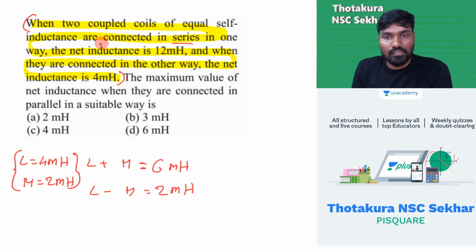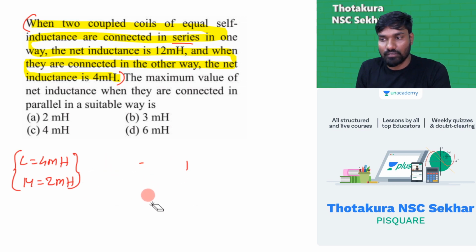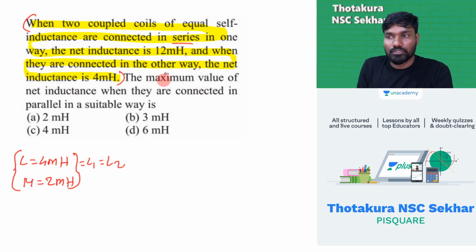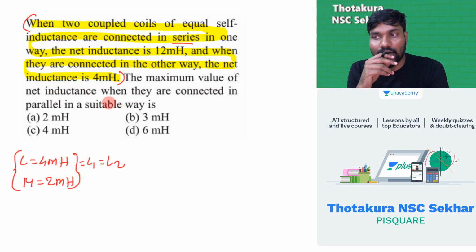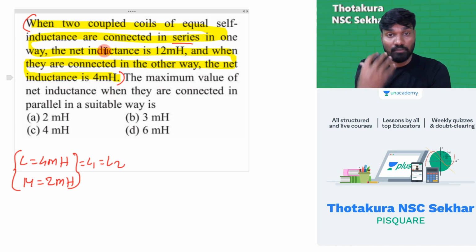With this statement, we got L value and M value, means L1 value, L2 value and M value, we got it. Okay, I'm erasing it. So L1 is equal to L2, because two equal self-inductances. Next one, what next we will be looking at? The second part of this question, the maximum value of net inductance when they are connected in parallel in a suitable way. I want a maximum value.